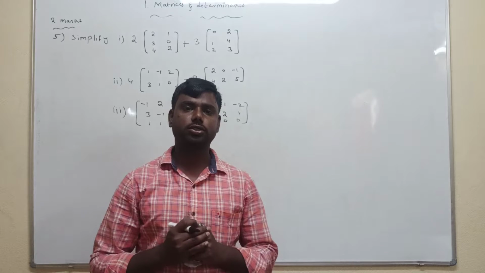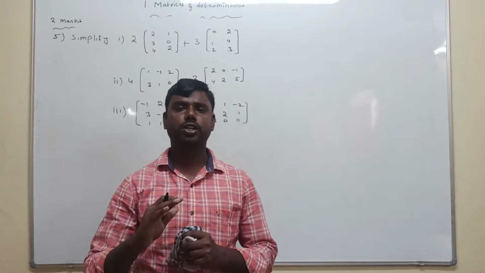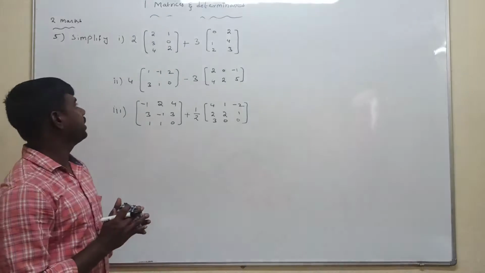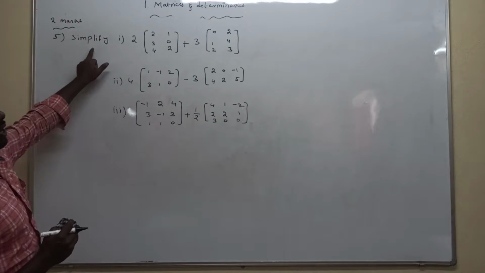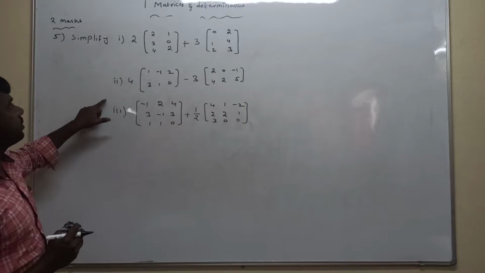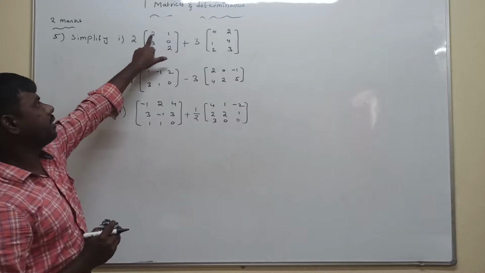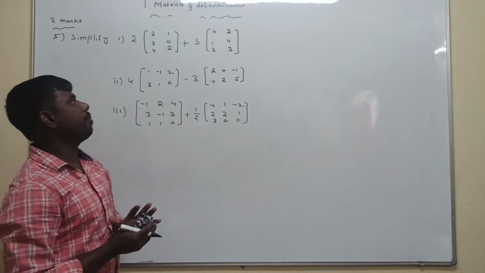The last class discussed the 2-mark questions, the first 4 questions. Now we are discussing the fifth question, which says simplify. They have given 3 questions. In the first question, they have given a 2 into 1 matrix, plus 3 into another matrix.